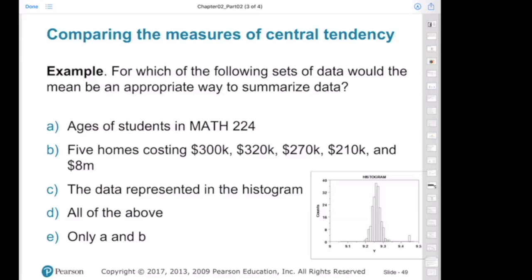Okay? The third one, the data represented in the histogram. Look at the histogram here. Yes, it's symmetrical except one bar to the right. This bar represents what? The outliers. So here we have outliers again. So we cannot use what? We cannot use the mean, but we can use the median instead. So the only case we can use the mean as the center of the data is A. Ages of students in Math 224 is the correct answer for this question.